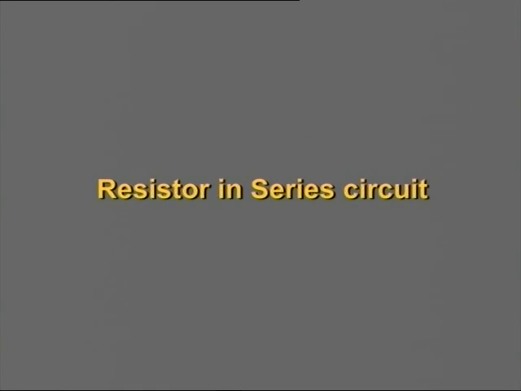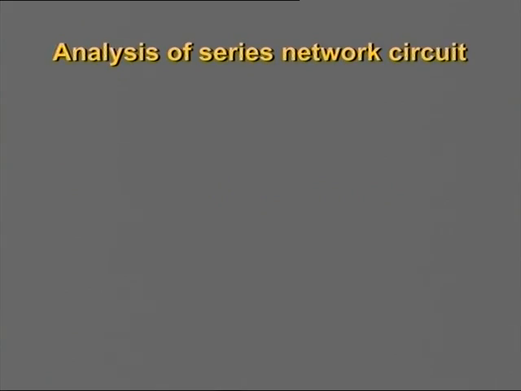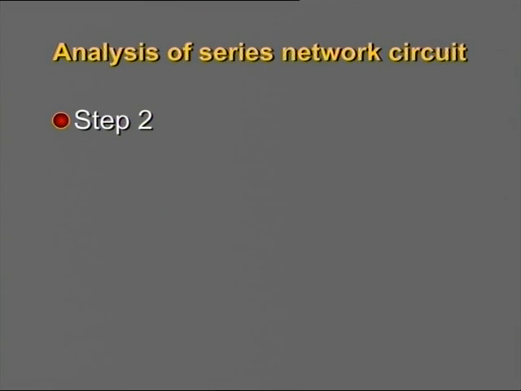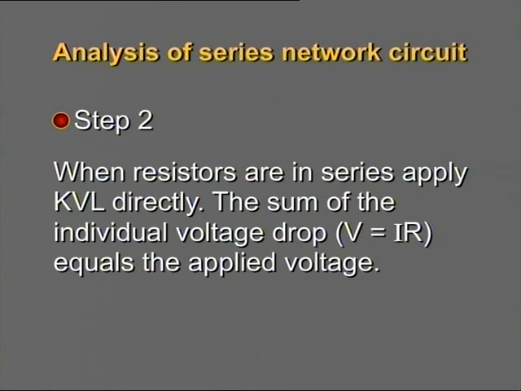Resistor in series circuit. Analysis of series network current. Step 1. Find the equivalent resistance of the circuit. The equivalent resistance is equal to the sum of all series resistances. Step 2. When resistors are in series, apply KVL directly. The sum of the individual voltage drops, that is V equals IR, equals the applied voltage.